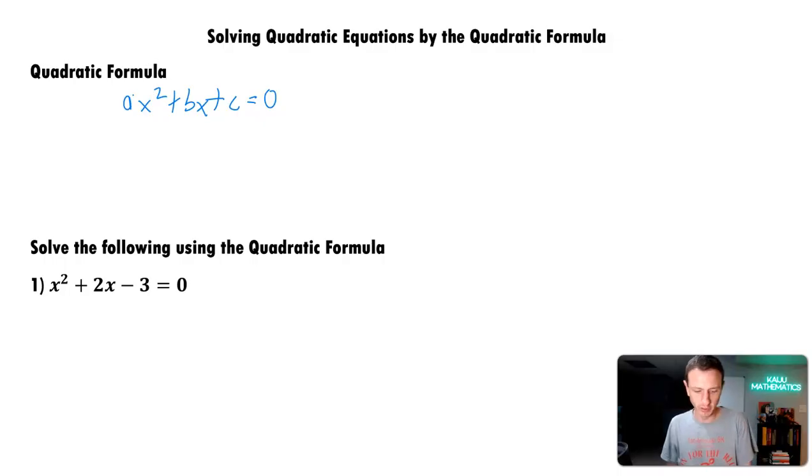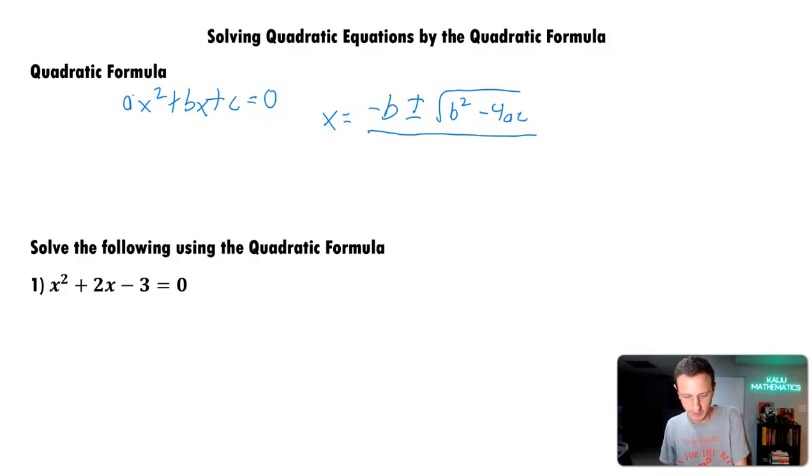We can use the quadratic formula, where x is going to equal negative b plus and minus the square root of b squared minus 4ac, so 4 times a times c, all being divided by 2a. So that is the quadratic formula. Negative b plus and minus the square root of b squared minus 4ac all over 2a.